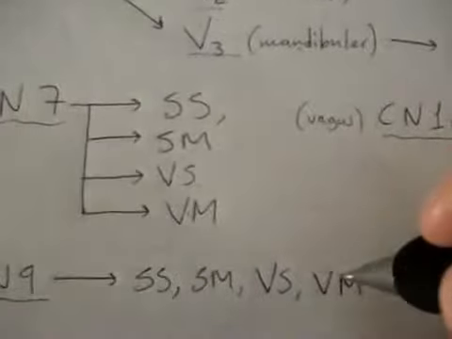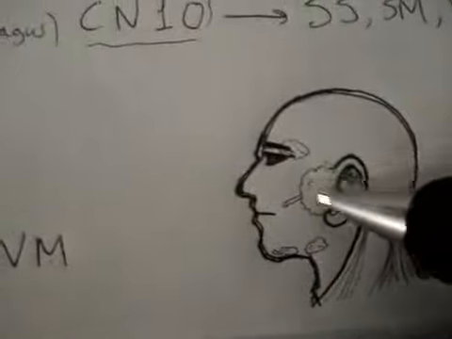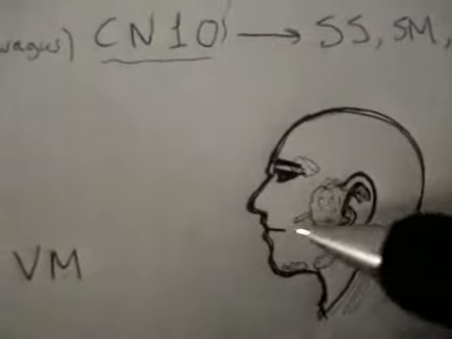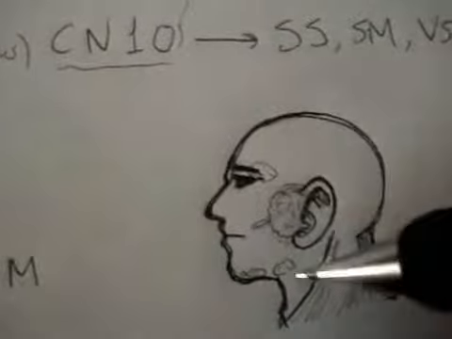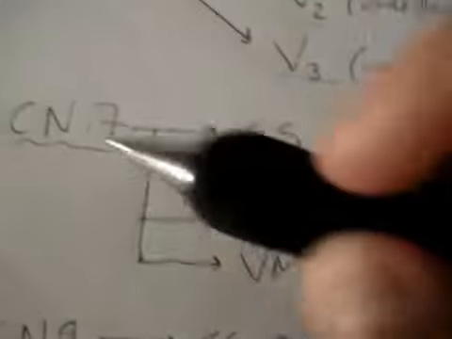And visceral motor of the cranial nerve 9, the visceral motor is a parotid gland. Parotid gland is the gland that sits right anterior to the ear, secretes saliva also into the mouth. So this is visceral motor component of the cranial nerve 9. Lacrimal glands, submandibular, sublingual, those are visceral motor components of cranial nerve 7.